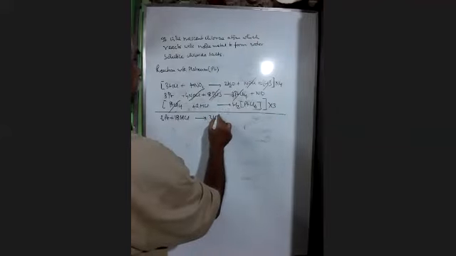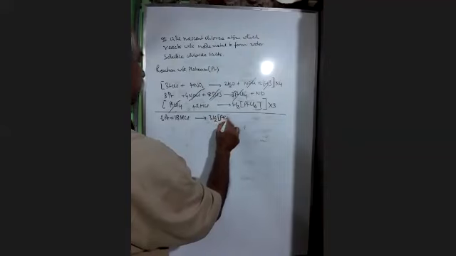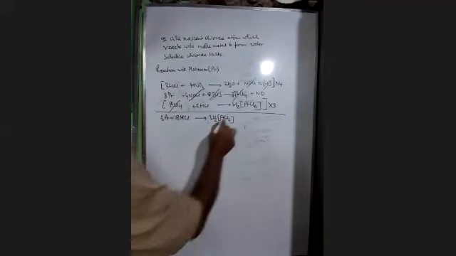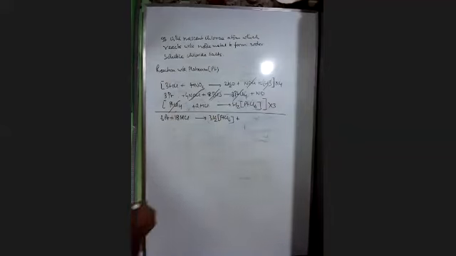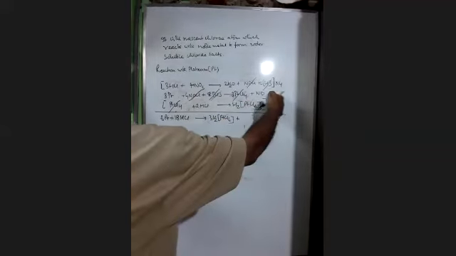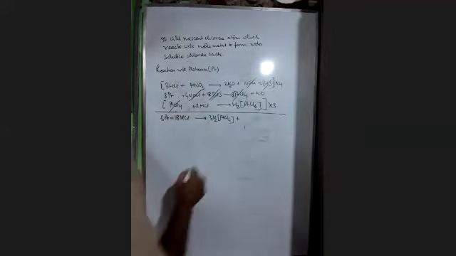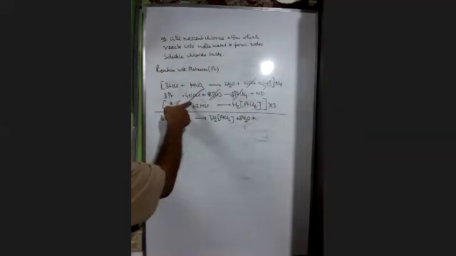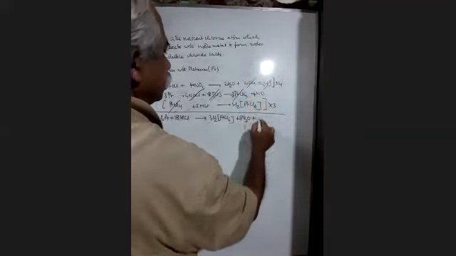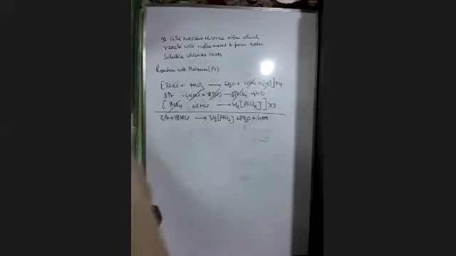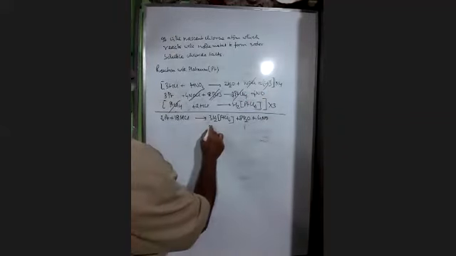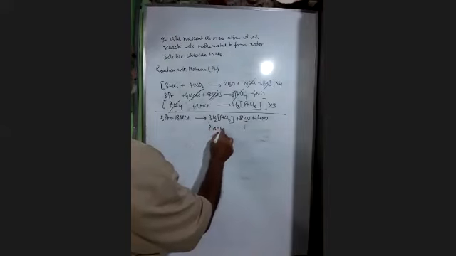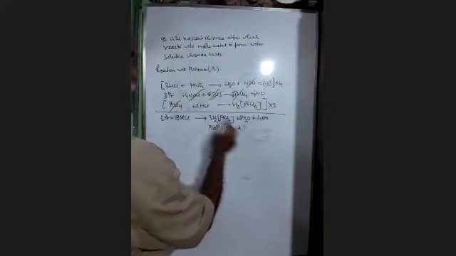3 into H2PtCl6 plus how many molecules of water? 4 into 2, 8 molecules of water. All right. Now, how many NaCl? See, this I forgot to balance. It should have been 4. It will be 4, 10. This is called platinic acid.